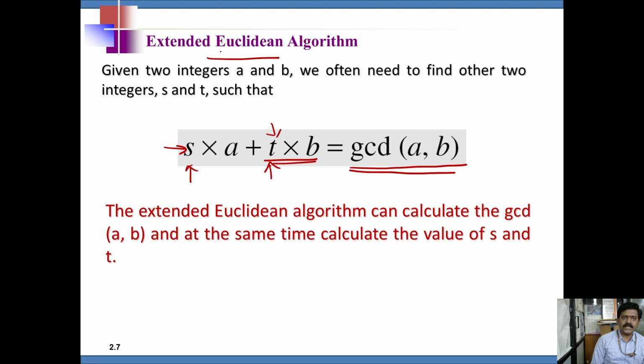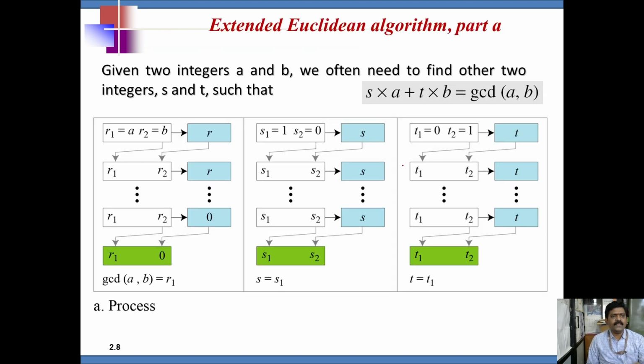Our regular Euclid algorithm finds only the GCD. Extended Euclid algorithm finds two more variables called S and T satisfying the equation S into A plus T into B is equal to GCD of A comma B. Let us look at the process of extended Euclid algorithm.